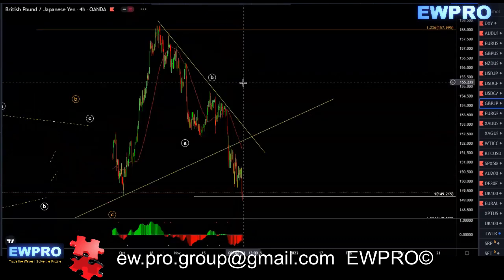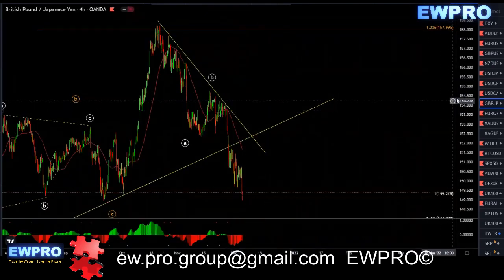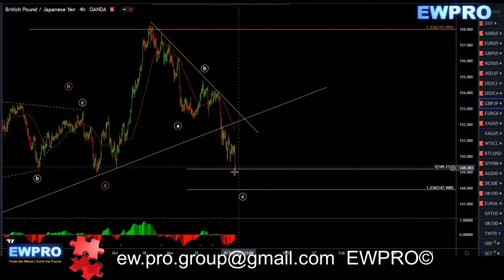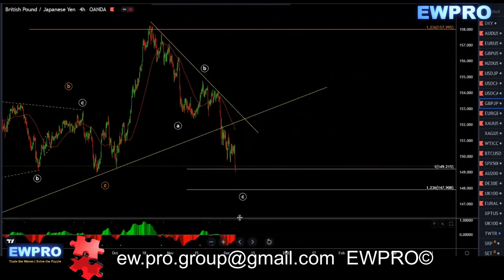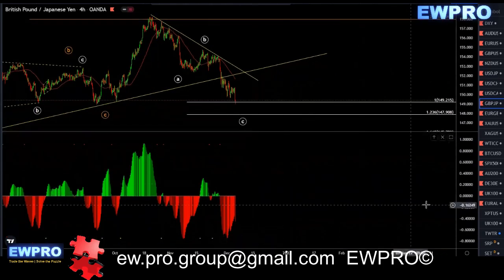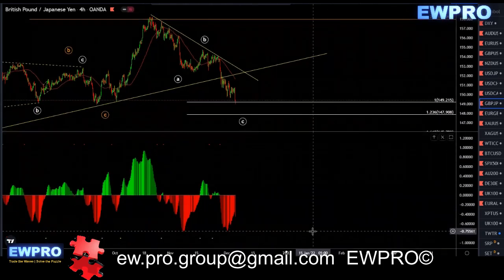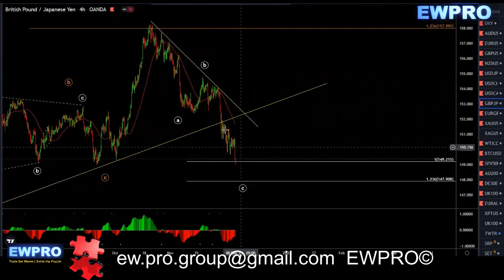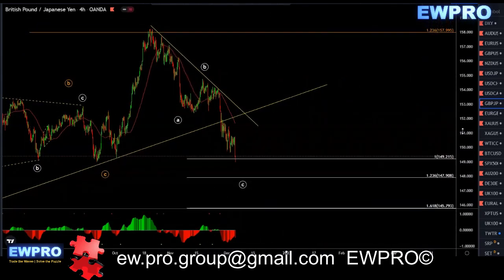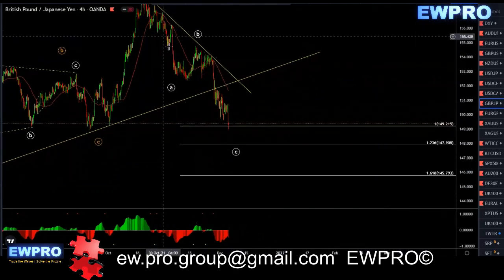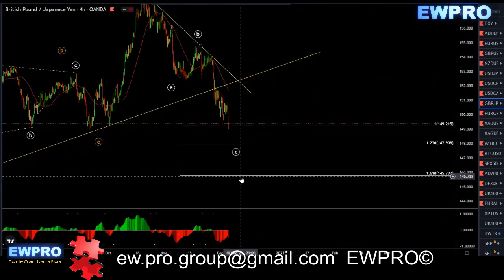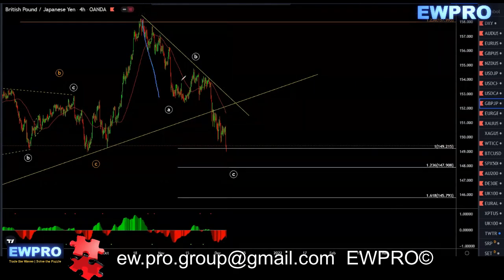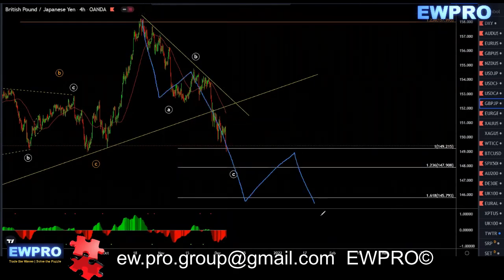On the H4, we're looking for that ABC. It's come down to the first target, that 100 fib. We do just have bullish divergence, but that may change, and this may keep on going down to that 161.8, and we get a WXY, X2, and then a Z down.